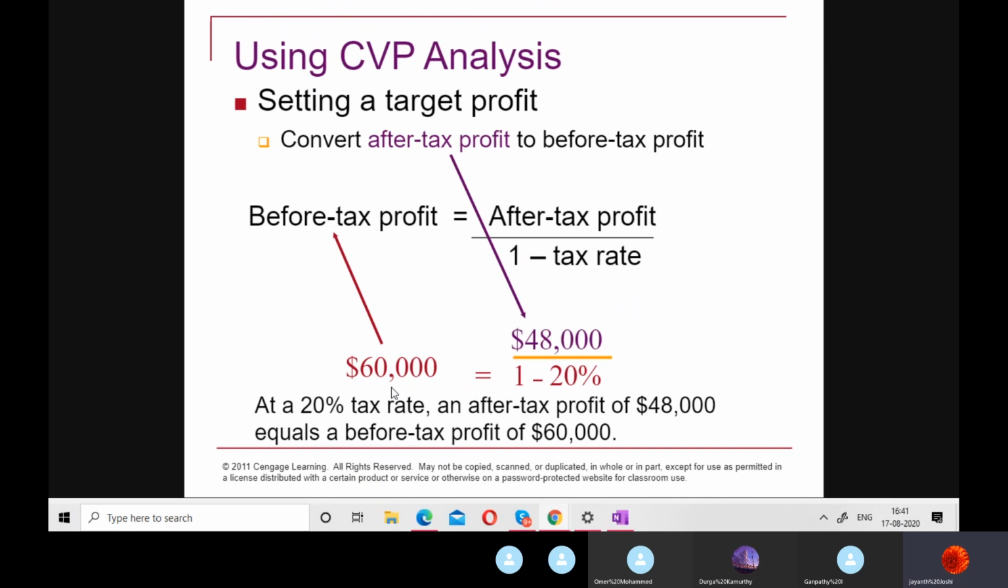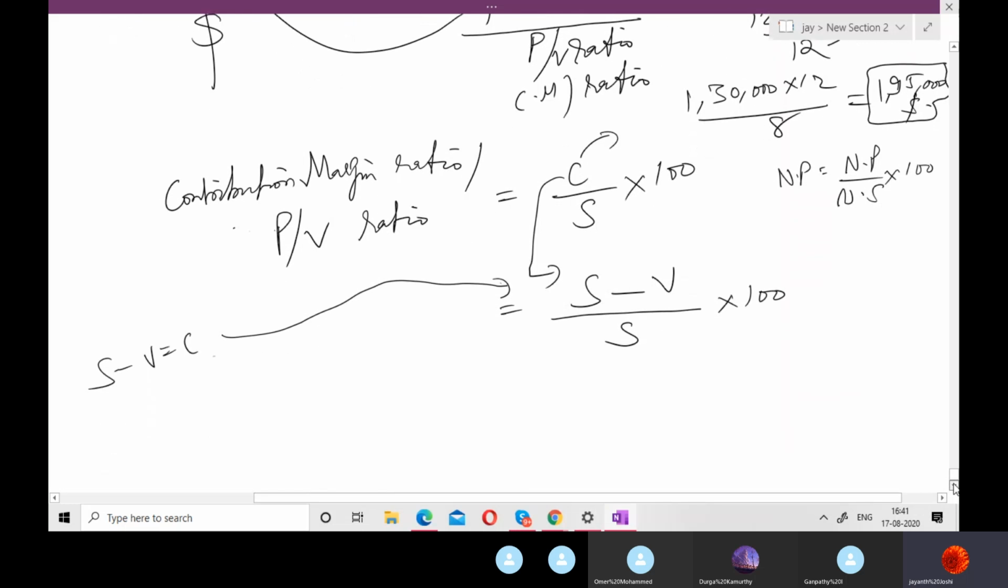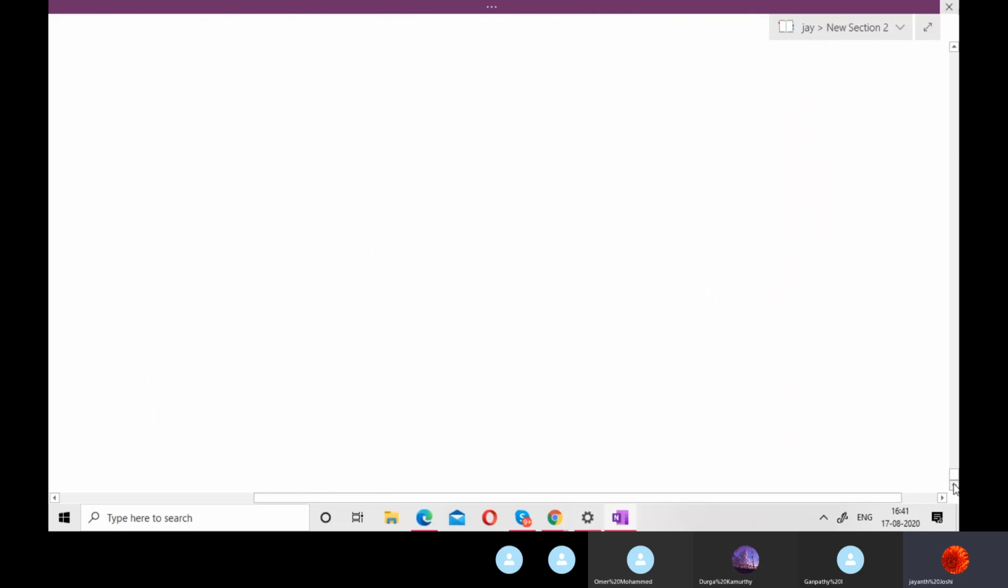Take 20% of that, how much is it? 12,000. 60,000 minus 12,000 is 48,000. Yes, I'll do it for you. Don't worry. This is the same as future value, present value.